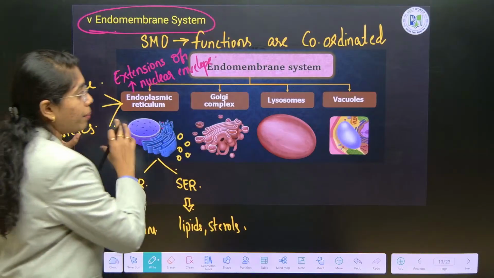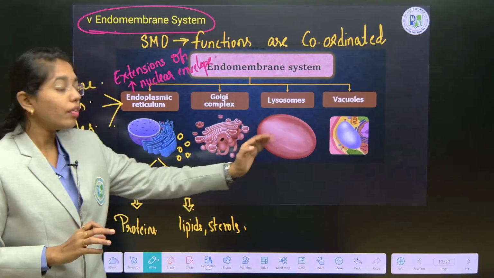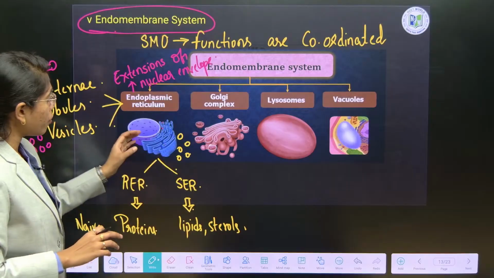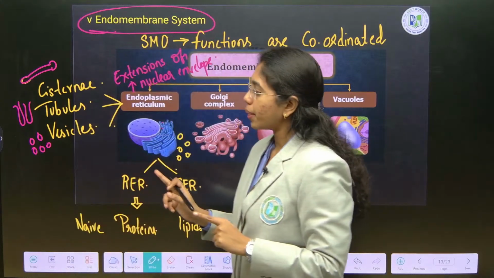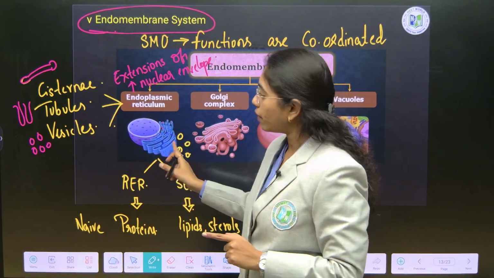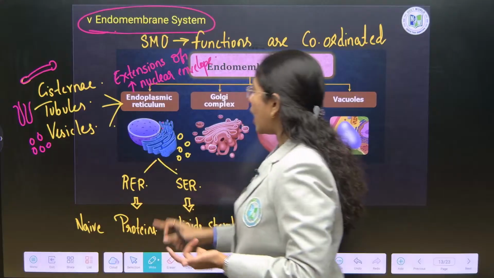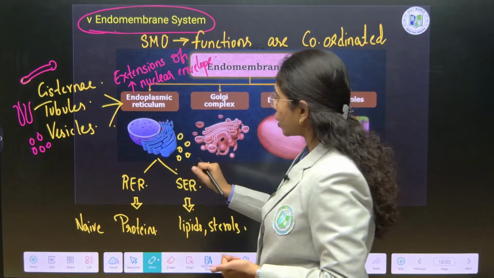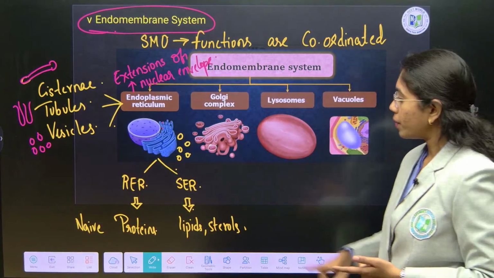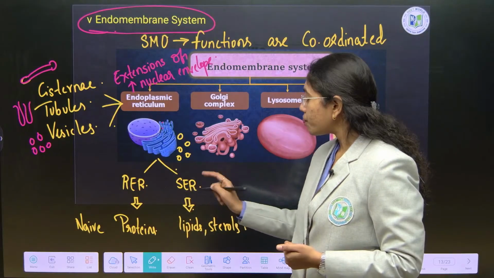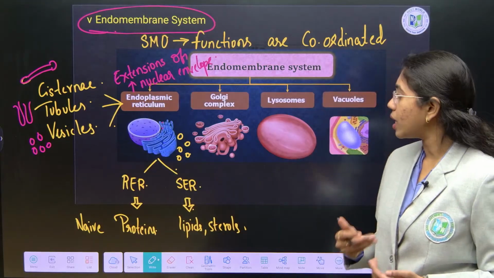I am briefly explaining the endoplasmic reticulum. Once you understand this on the whole, we will look into each organelle in detail. Firstly, endoplasmic reticulum is nothing but extensions of the nuclear envelope, and this can be in the form of cisternae, tubules and vesicles. We have two types: rough endoplasmic reticulum and smooth endoplasmic reticulum. RER will synthesize naive proteins. Smooth endoplasmic reticulum will synthesize lipids and sterols.